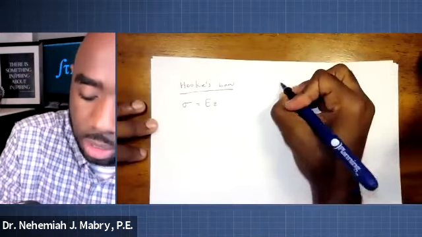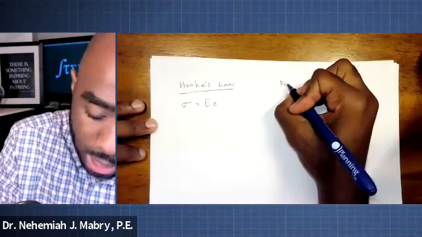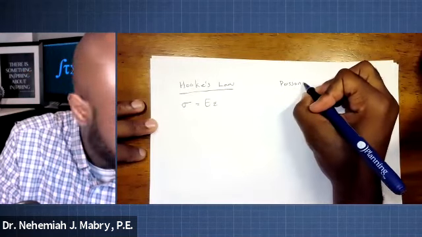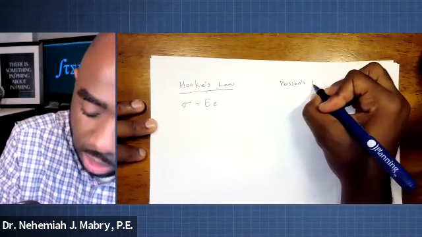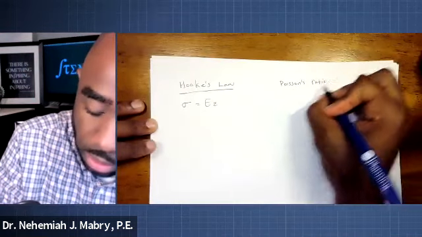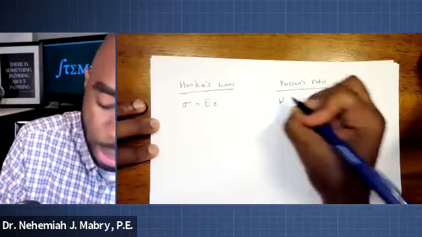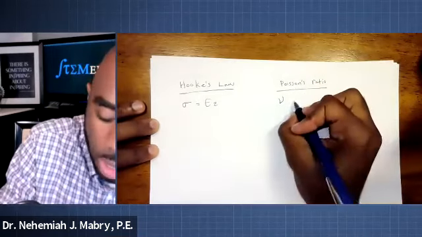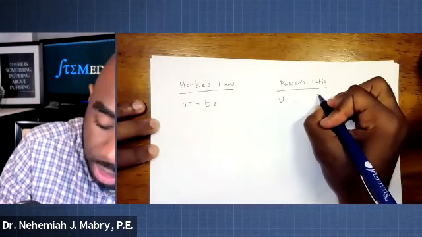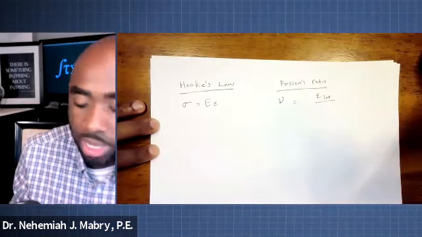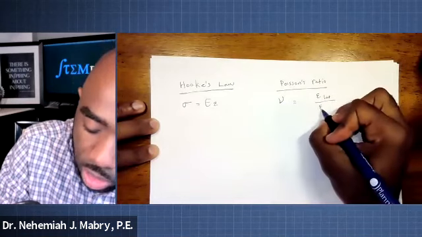And this particular thing is known as Poisson's ratio. All right. And this is represented by the Greek letter mu. And what it does is it puts the latitudinal strain over the longitudinal strain.